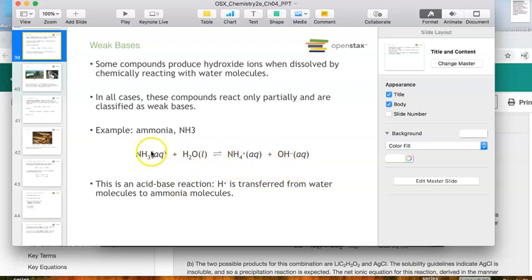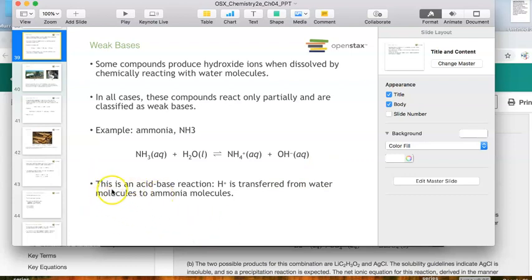Of course, at this point we're talking about bases producing hydroxide ions, and the higher the hydroxide ions in the water, the more basic the water becomes. If you flip it the other way, the higher the H plus or hydronium ion concentration, the more acidic the solution becomes.